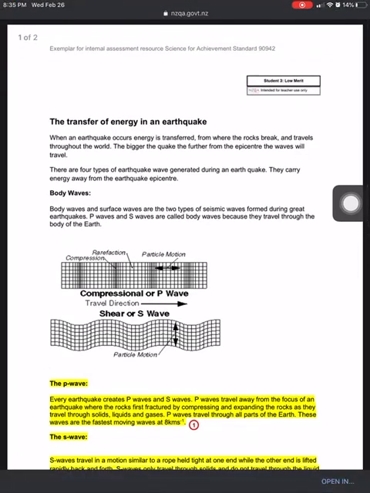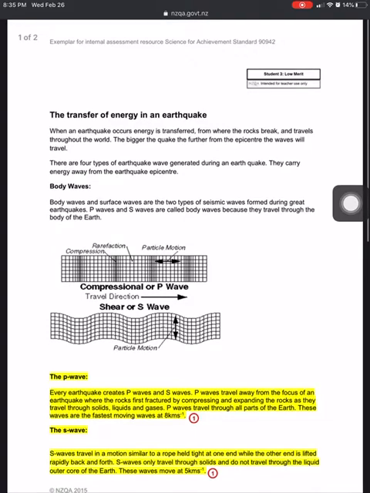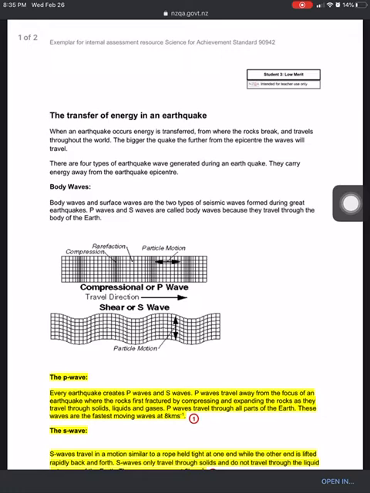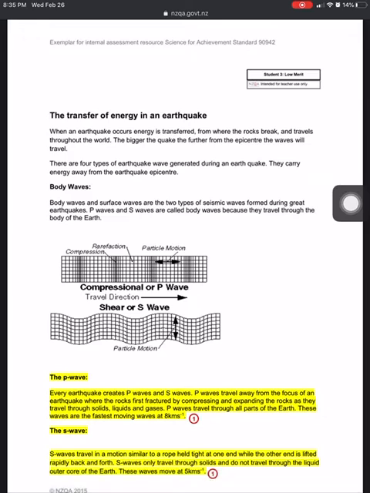There are four types of earthquake waves generated during an earthquake. They carry energy away from the earthquake epicenter. So we've got body waves. This is why you see that on the page when you see our images. You'll see body waves, surface waves. They're the two types of seismic waves formed during great earthquakes. P waves and S waves are called body waves because they travel through the body of the earth.